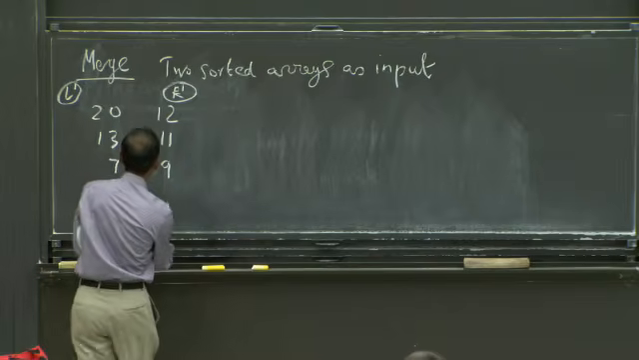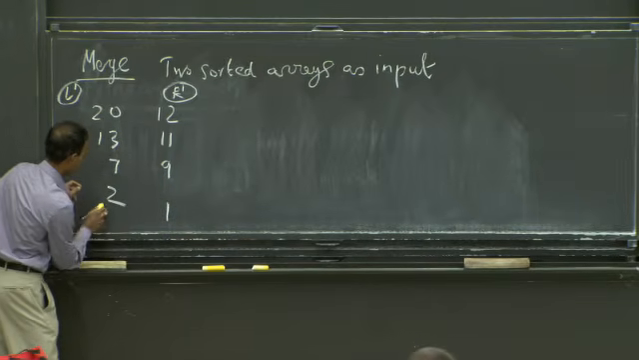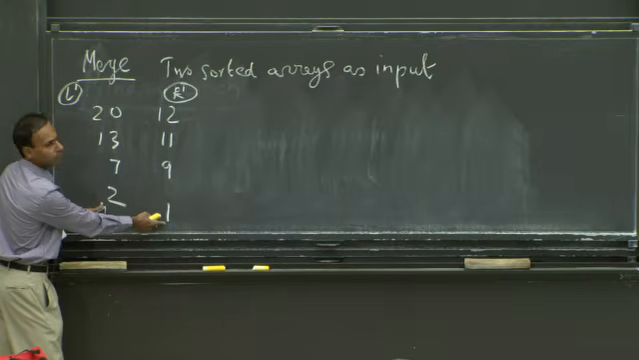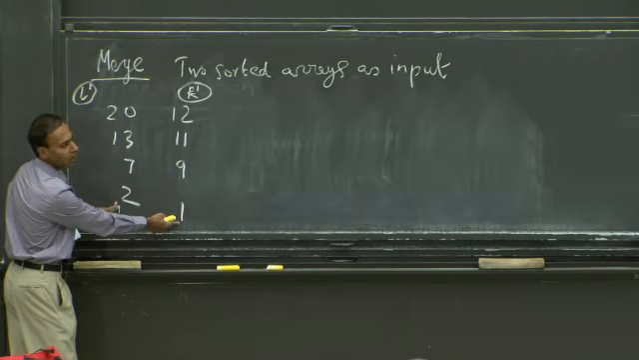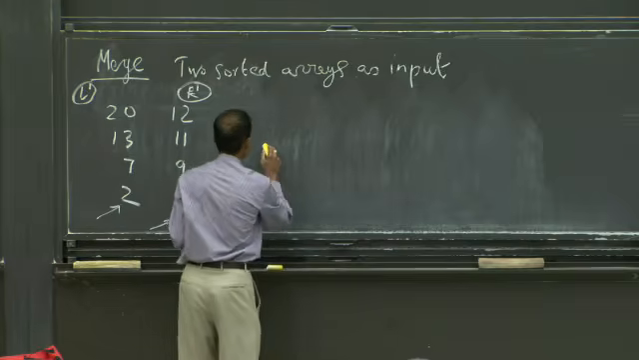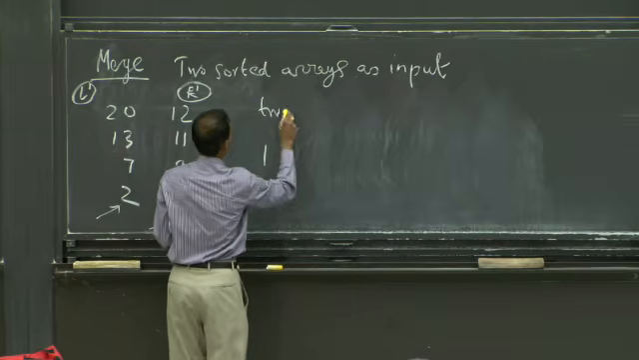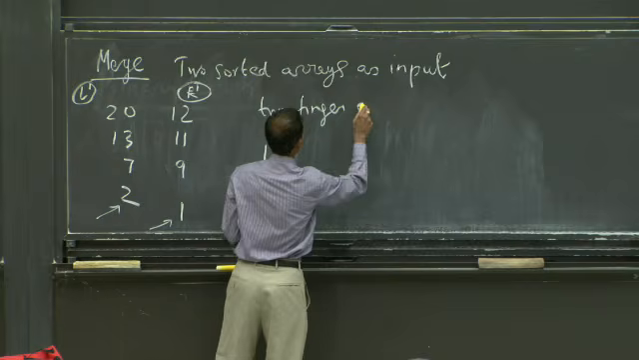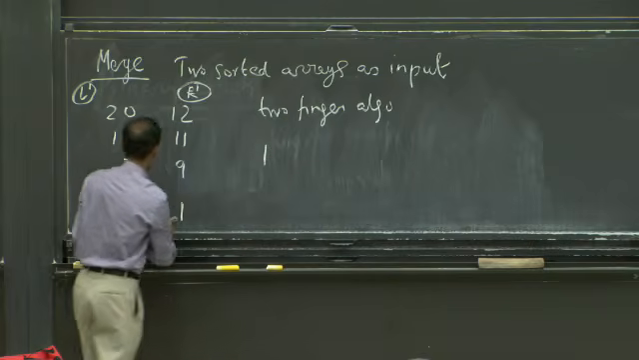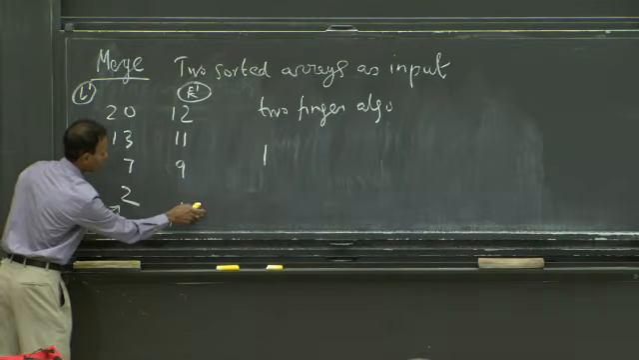OK, so start out here. I look at that, and I compare 2 and 1. Which is smaller? 1 is smaller, so I'm going to write 1 down. This is a two-finger algorithm for merge, and I put 1 down. When I put 1 down, I have to cross out 1.